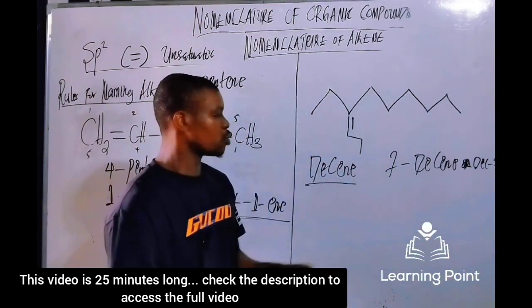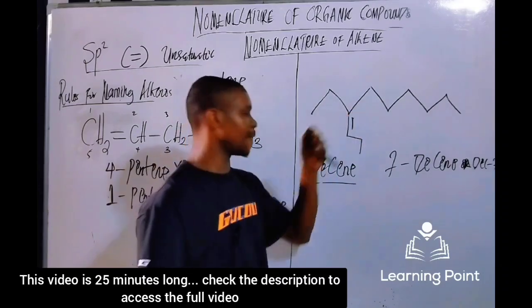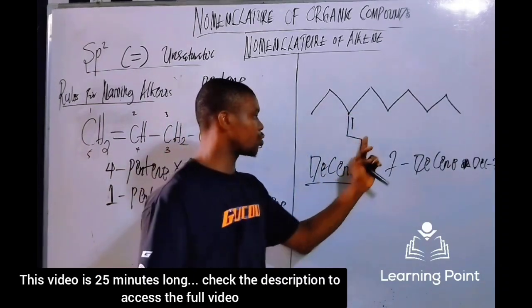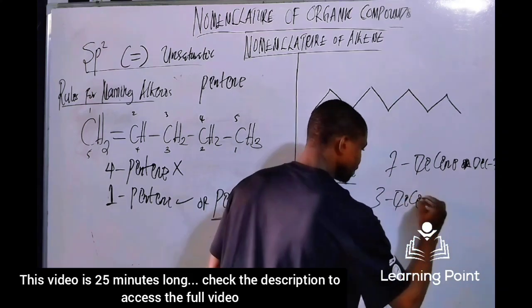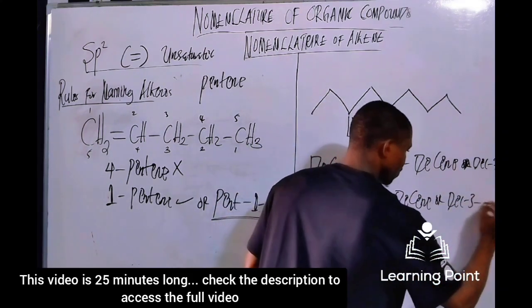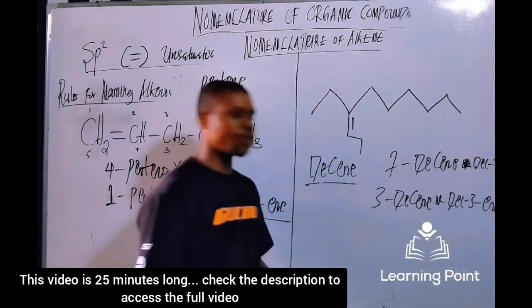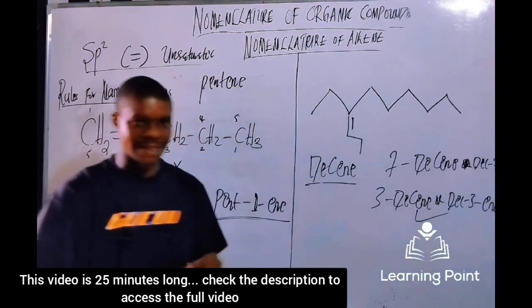So when I start my numbering from here, it is 1, 2, 3, 4, 5, 6, 7. But when I start from the other end, 1, 2, 3, it's going to be 3-decene, or dec-3-ene. So to you now, which one is the correct one? This is the correct one, as easy as that.